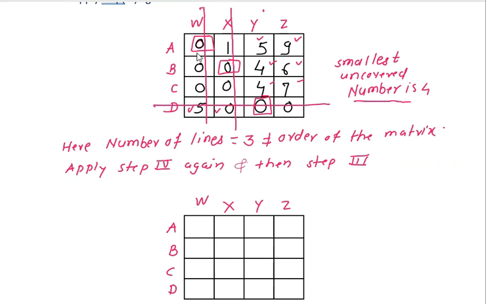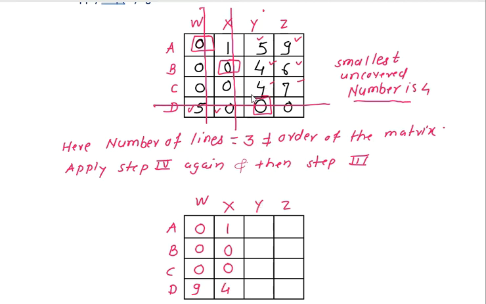So elements in the first column 0, 0, 0 will not change. Add 4 to the intersection of horizontal and vertical lines. So 5 lies on the intersection. 5 plus 4 is 9. Elements in the second column 1, 0, 0 will not change. 0 is on the intersection, so 0 plus 4 we get 4 here.